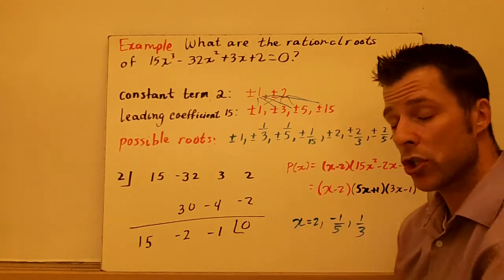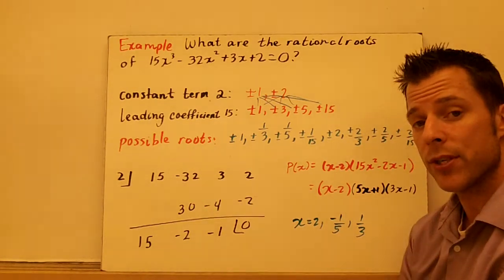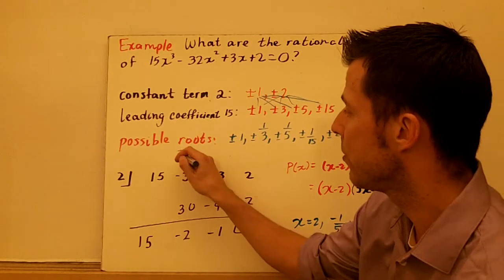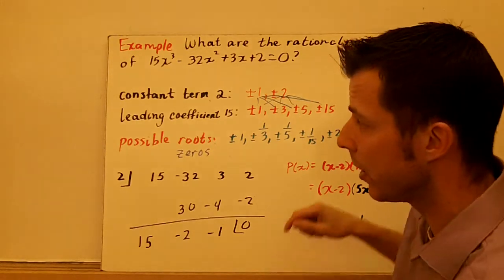And it just goes to show you that, in this case, all 3 zeros are in that list of possible zeros or roots. So rational roots, please remember that. Those are zeros, x-intercepts, they all mean the same thing.